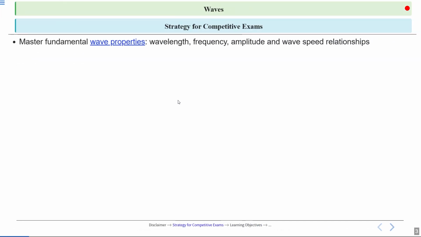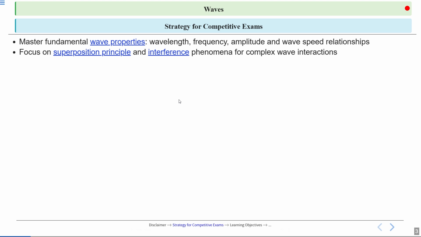Strategy for competitive exams. So to develop good problem solving skills, we should master fundamental wave properties, wavelength, frequency, amplitude, and wave speed relationships. Focus on superposition principle and interference phenomena for complex wave interactions. Practice wave equations and their solutions across different boundary conditions.